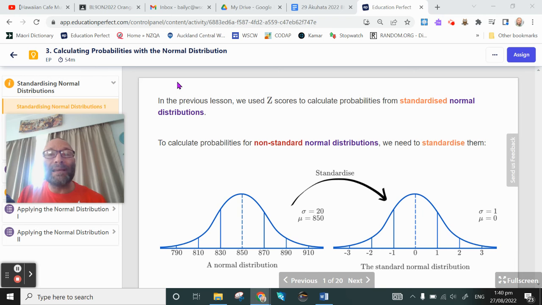Now, in our previous lessons, we talked about using a z-score to calculate probabilities for the standardized normal distribution. The thing is, when we collect data in the real world, it's not going to fit into that standard normal distribution. So you need to standardize it, meaning you want to take your normal distribution and make changes so that the mean becomes 0 and the size of each standard deviation becomes 1.